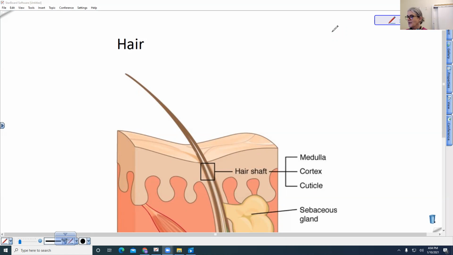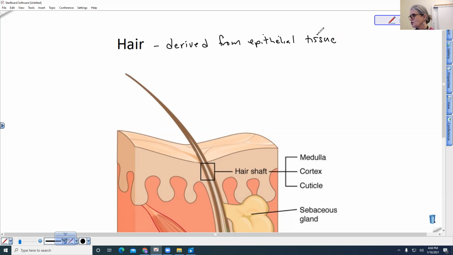Okay, so we are talking about skin, and hair is a derivative of skin and is actually derived from the epithelial tissue. So from the epidermis, so it's derived from epithelial tissue. So not connective tissue, but epithelial tissue.